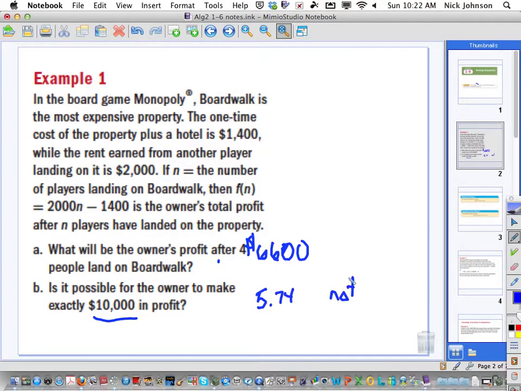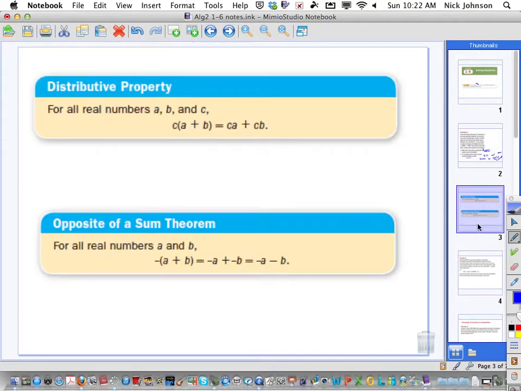No, because you cannot have 0.74 of a person, right? See how easy that is? Use your calculator, it makes things a lot easier.